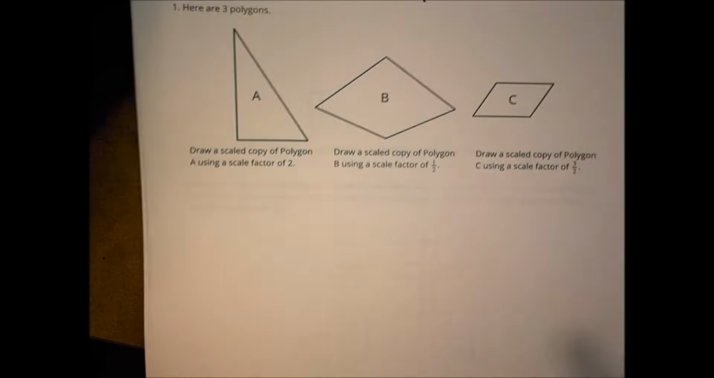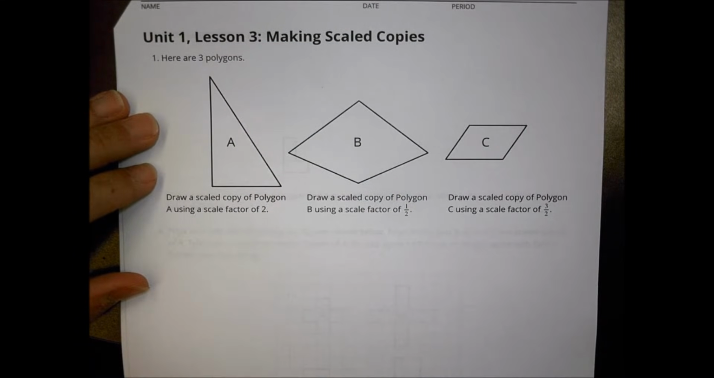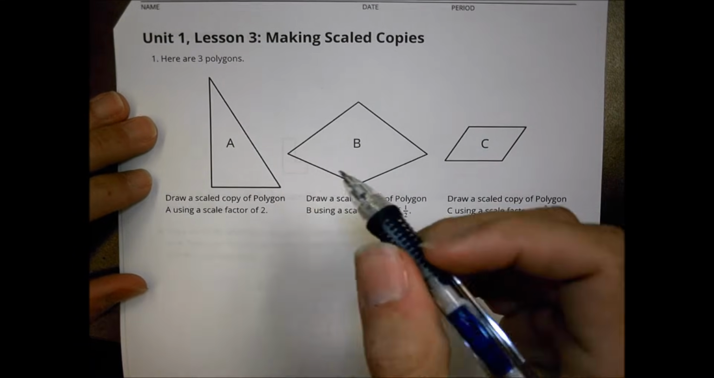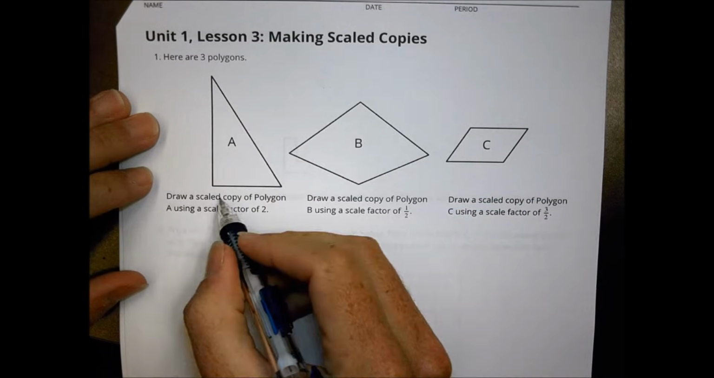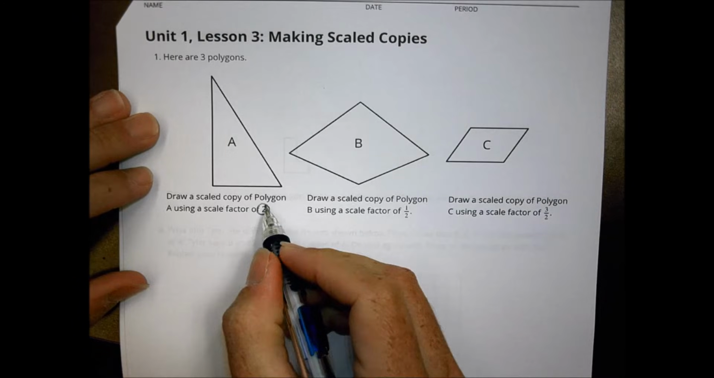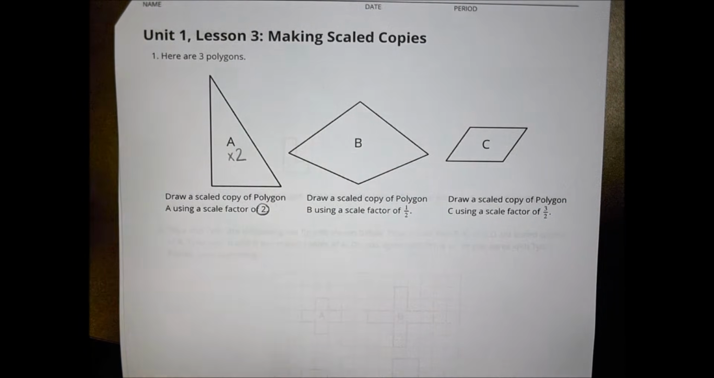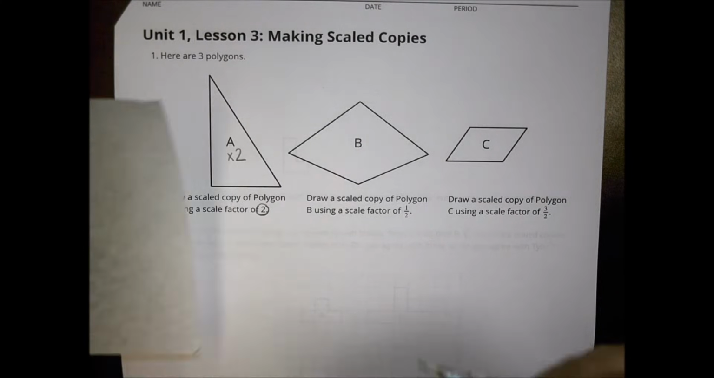Homework questions were a little interesting, I thought, because you had to then make some scaled copies using what you've learned so far. So when you take a look at the first one, letter A, it says draw a scaled copy of polygon A using a scale factor of 2. This means we're going to multiply the sides of everything by 2. That's a lot larger. And so we have to figure out, well, how am I going to do that? And maybe you use some patty paper, maybe you use just a note card. There's a variety of ways of doing that.